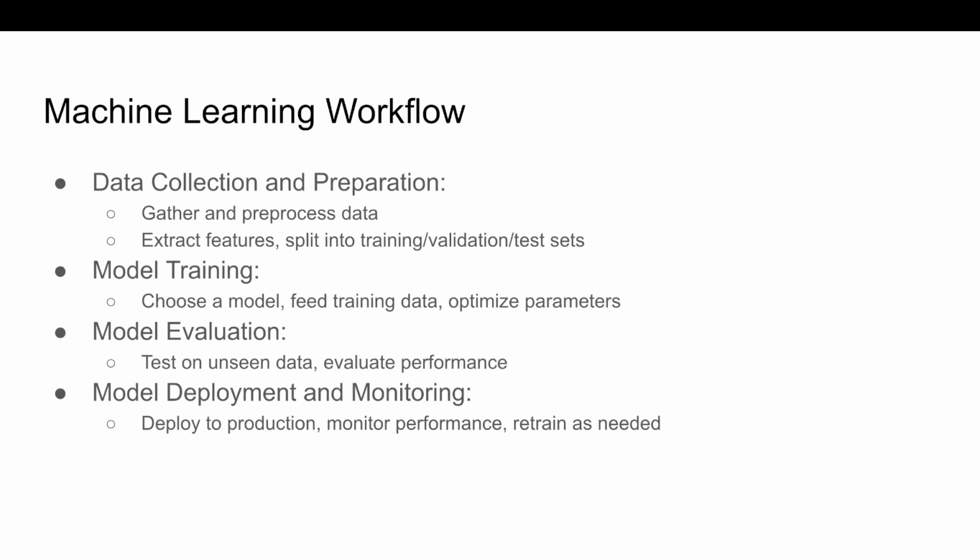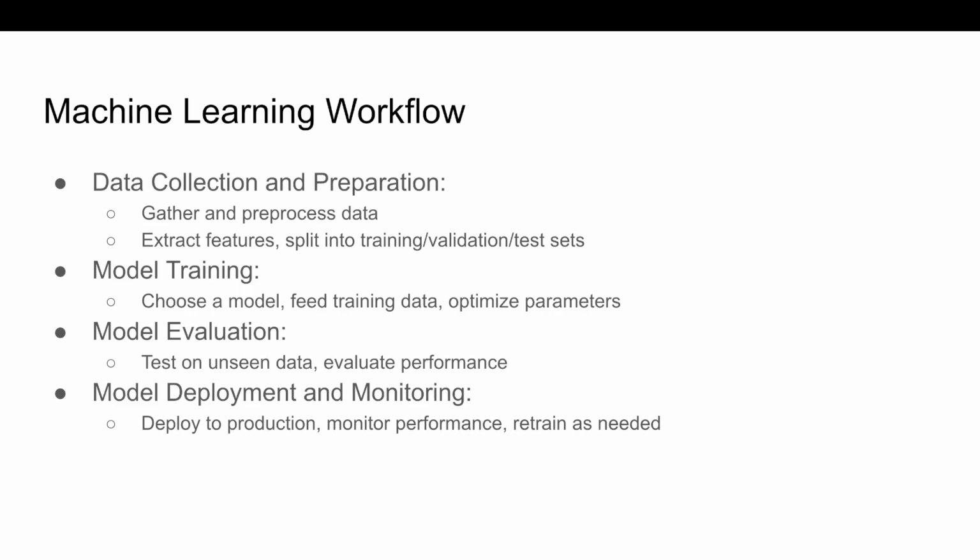Putting it all together. Now that we've covered the key building blocks, let's see how they fit together in a typical machine learning workflow. 1. Data collection and preparation. Gather raw data from relevant sources, databases, APIs, sensors, etc. Pre-process the data by cleaning, normalizing, and transforming it into a suitable format. Extract and select informative features from the pre-processed data. Split the data into training, validation, and test sets.